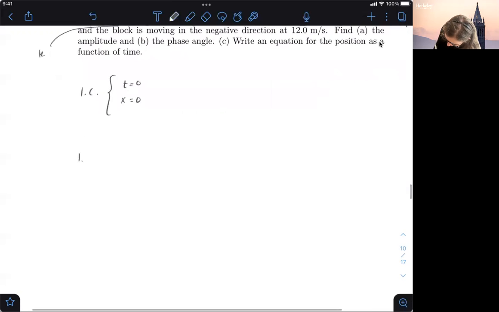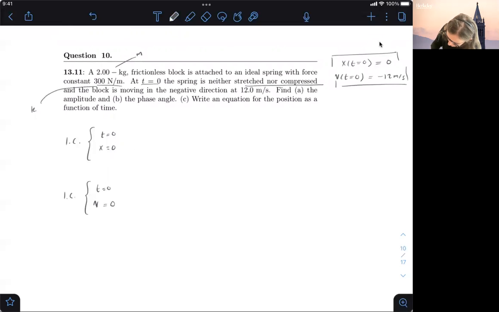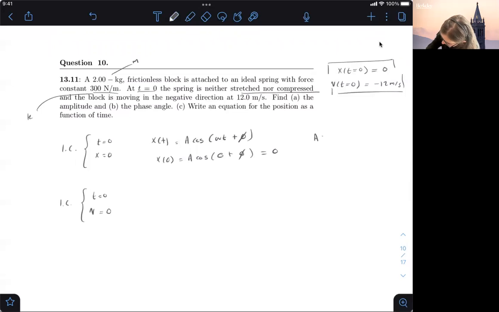We also have one more initial condition, right? At t equals 0, we also have v equals 0, right? So let's look at our expression for x as a function of time. x of t is equal to A cosine of omega t plus phi. If we plug in what we know, it's equal to 0 at time equals 0. So x of 0 is equal to A cosine of 0 plus phi, and that's equal to 0. So A cosine of phi is going to be equal to 0.